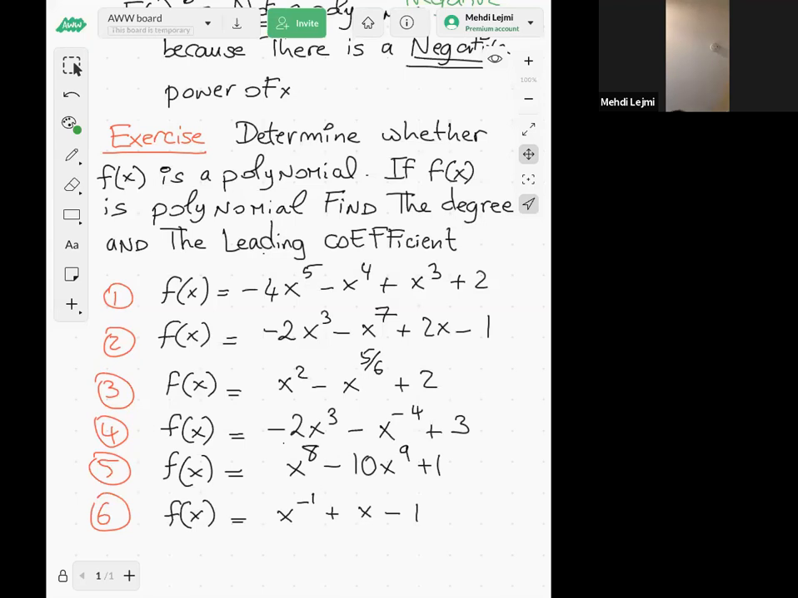Okay, guys, I guess you're done. So for the first function f, you check the powers. All the powers of x are positive whole numbers, right? So then your f of x is a polynomial. So this one here, it's a polynomial.